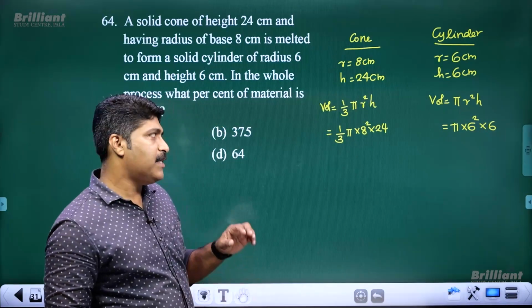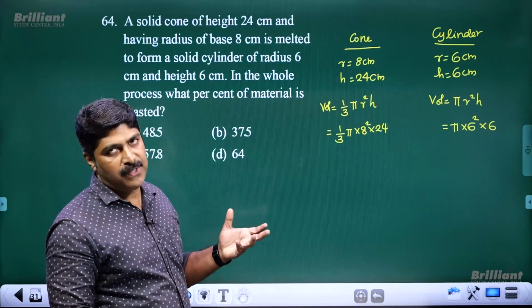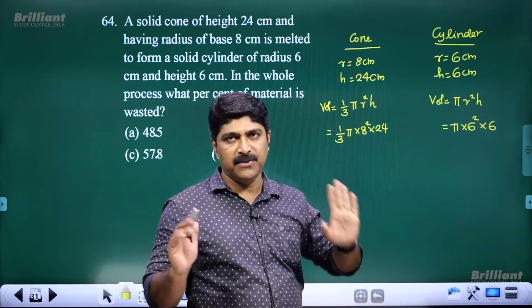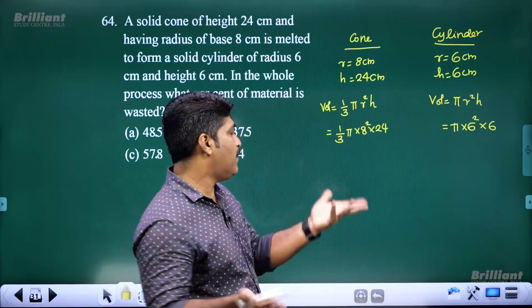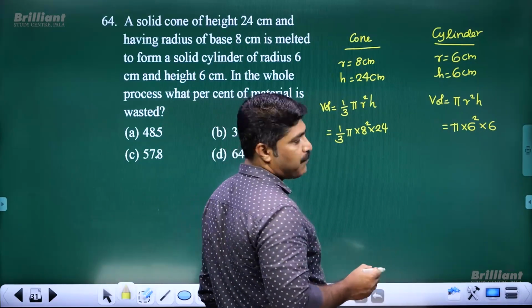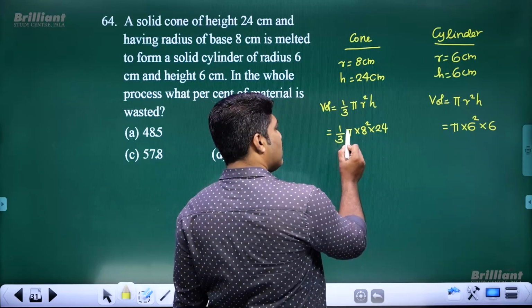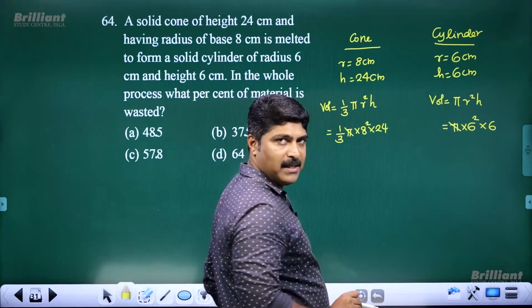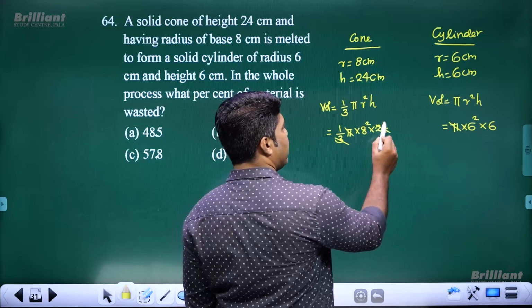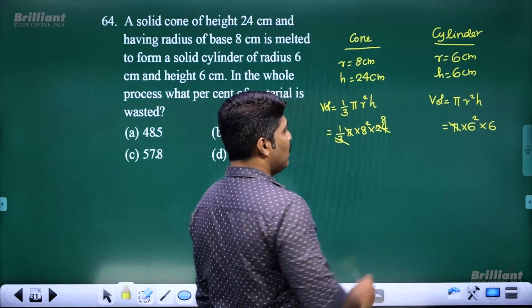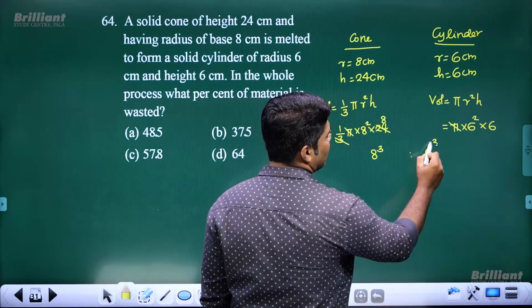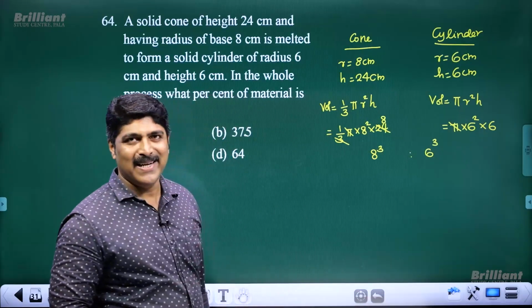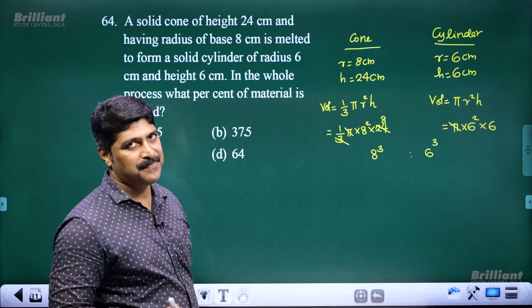So what is the interesting point related to such kind of questions? You don't want to find the exact figures here. Instead, you have to consider the ratio of these two values. How can we frame the ratio of these two values? Here we can cancel this pi from both the sides. This 3 we can cancel here, 8. So this is simply 8 cube and this is simply 6 cube. That's the interesting beauty of this calculation.